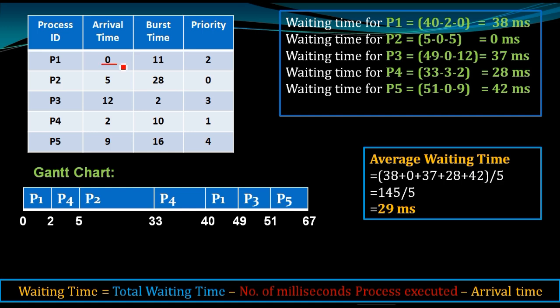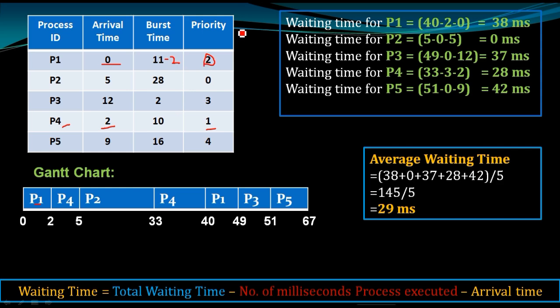The arrival time of process P1 is 0, which means it will occupy the CPU. It executes for 2 milliseconds, because after 2 milliseconds one more process arrives, that is P4, which has a higher priority than the currently executing process.